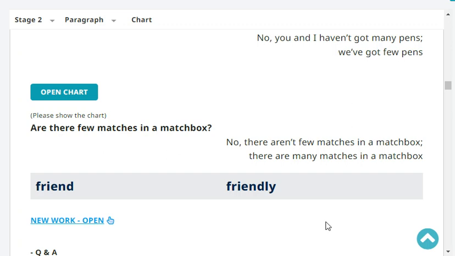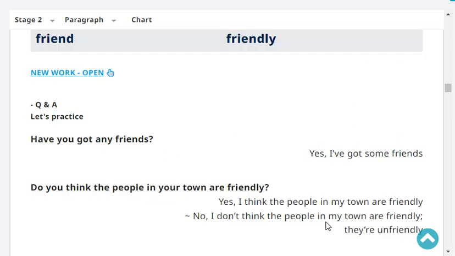Are there few matches in a matchbox? No, there aren't few matches in a matchbox. There are many matches in a matchbox. Very good.